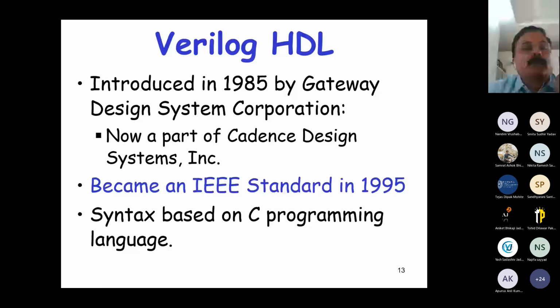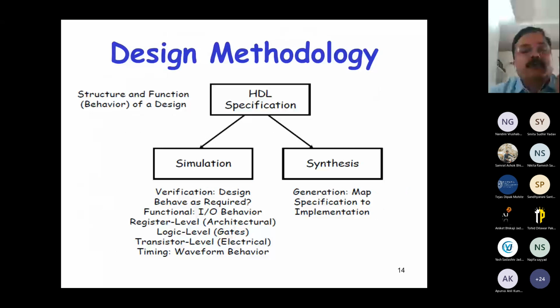The design methodology includes HDL specification, that is, the structure and function of a design is formulated, and it contains two parts, that is simulation and synthesis. In simulation, verification is done, that is, it is tested whether the design behaves as required. So in functional, IO behavior is tested. Then register level, architectural level or logic level gates, transistor level electrical and timing waveform behavior is tested using simulation.